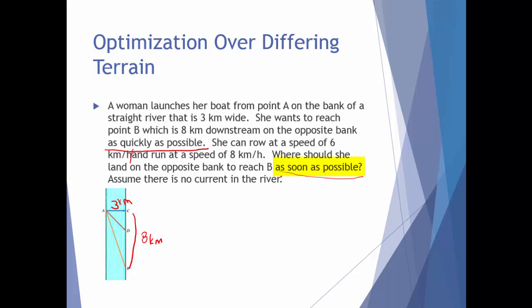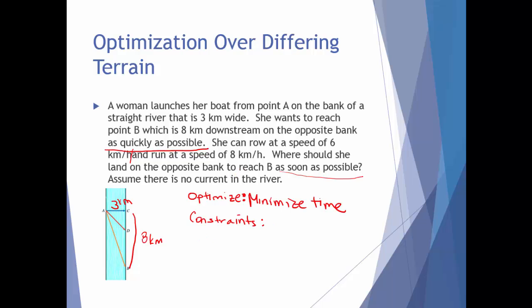Okay. So first we have to figure out what it is we're trying to optimize. So we're definitely not trying to optimize distance. Optimizing distance between 2 points is actually very easy. The shortest distance between any 2 points is a straight line. That's not what we're actually looking to optimize. She needs to get there as soon as possible, as fast as possible. We are looking to minimize time.